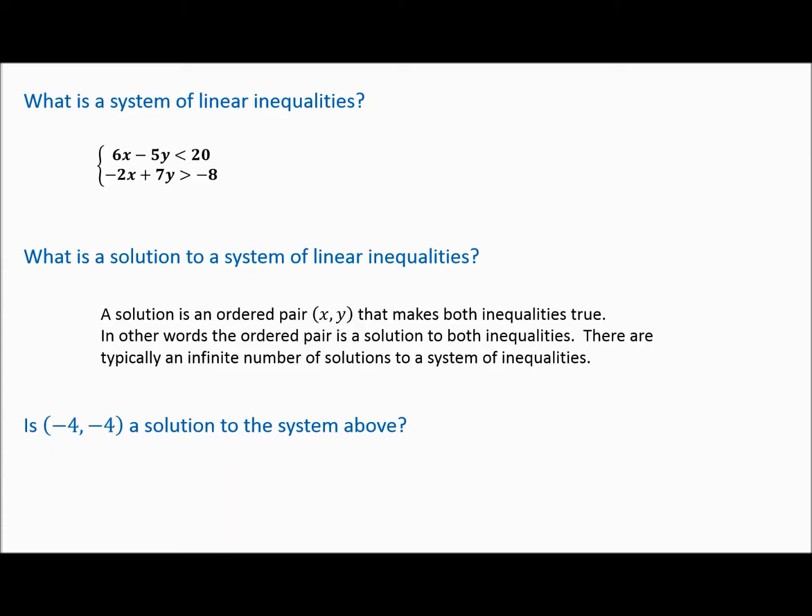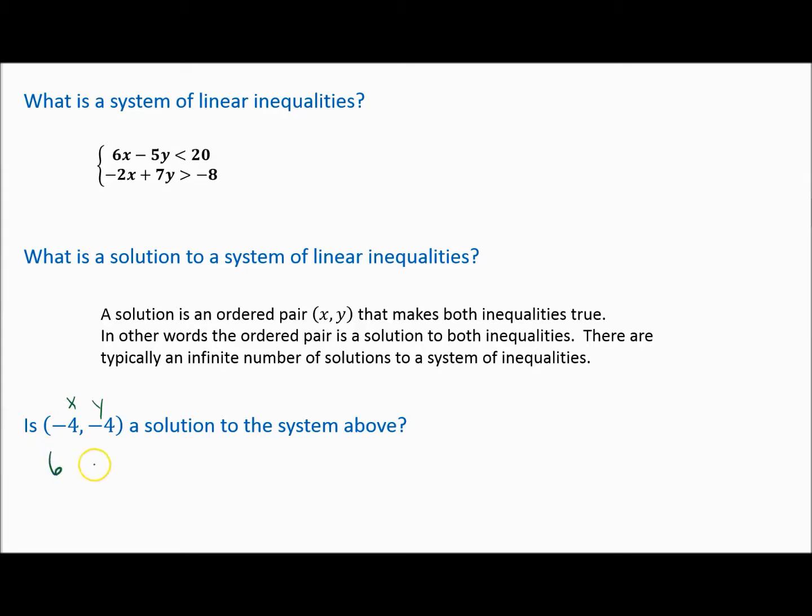So here we are. I have another example. Notice it's the same system. 6x minus 5y is less than 20, and negative 2x plus 7y is greater than negative 8, but I have a different ordered pair. I have the point (negative 4, negative 4). My x is negative 4, my y is negative 4, and I would like to see if this is a solution to this system of linear inequalities.